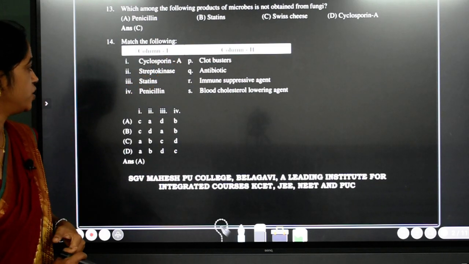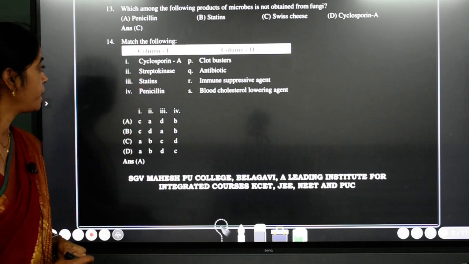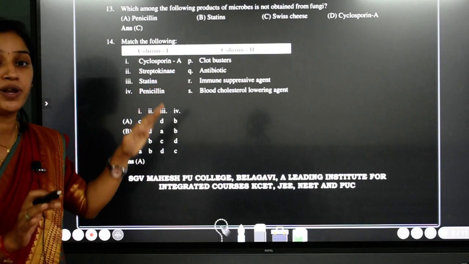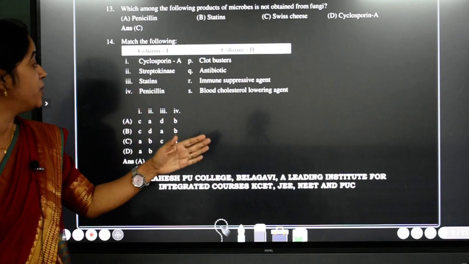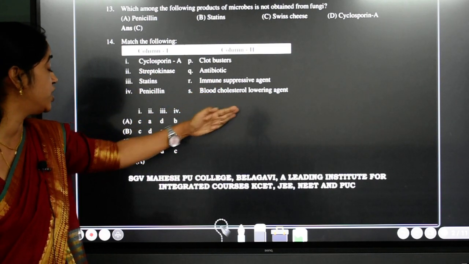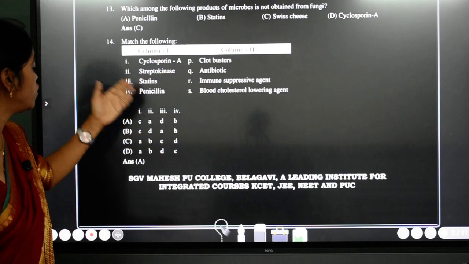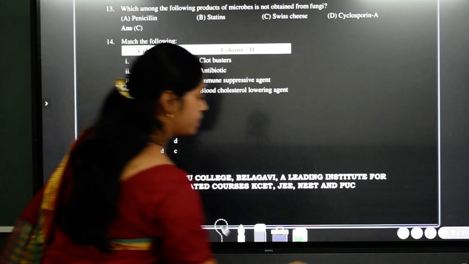Next, 14th question. Here we have bioactive molecules and their use. You know that cyclosporin A acts as an immunosuppressive agent. Streptokinase acts as a clot buster. Statins act as blood cholesterol lowering agents, and penicillin acts as an antibiotic. So if you match all the things, you will get the answer as A. Let's go for the next question.